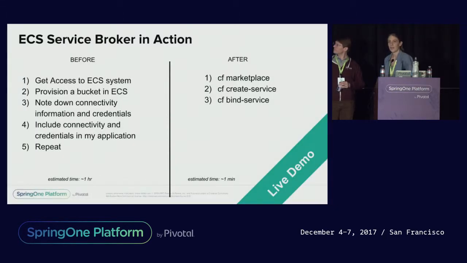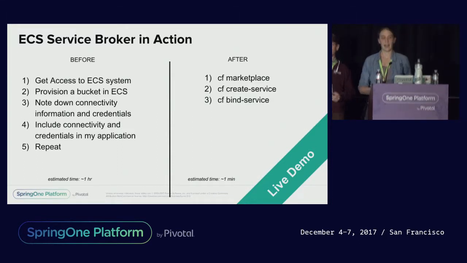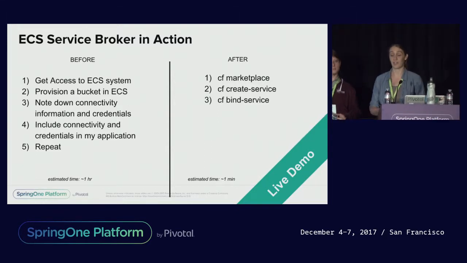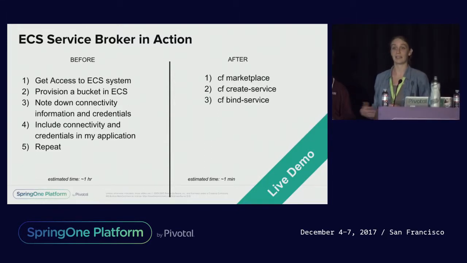So I'm going to start with some basic concepts around the ECS Service Broker. I'm going to go over 2 examples of how we would build out a Spring application that uses S3 services from ECS, before the Service Broker and after. In a scenario where we have ECS in our organization and we as a developer want to connect to that, without the Service Broker, there are a few things we need to do in advance to get access to that system.